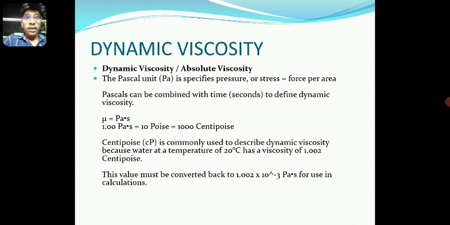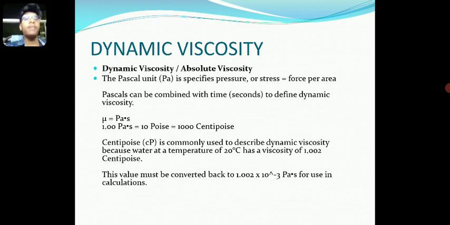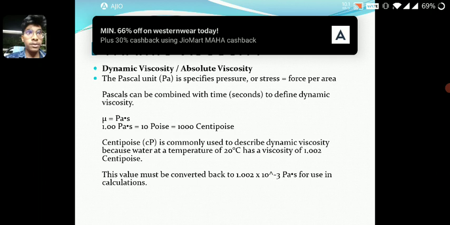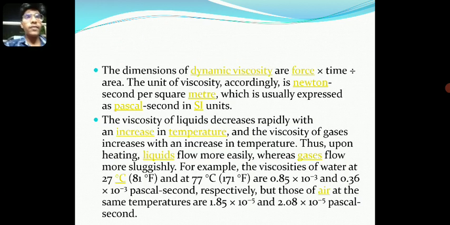Dynamic viscosity. The Pascal unit specifies pressure or shear stress, or force per area. Pascals can be combined with time to define dynamic viscosity. Mu = Pa s, and 1 Pa s is equal to 10 poise, that is 1,000 centipoise. Centipoise is commonly used to describe dynamic viscosity because water at a temperature of 20 degrees Celsius has a viscosity of 1.002 centipoise. The dimensions of dynamic viscosity are force times time divided by area. The units of viscosity accordingly are Newton second per square meter.